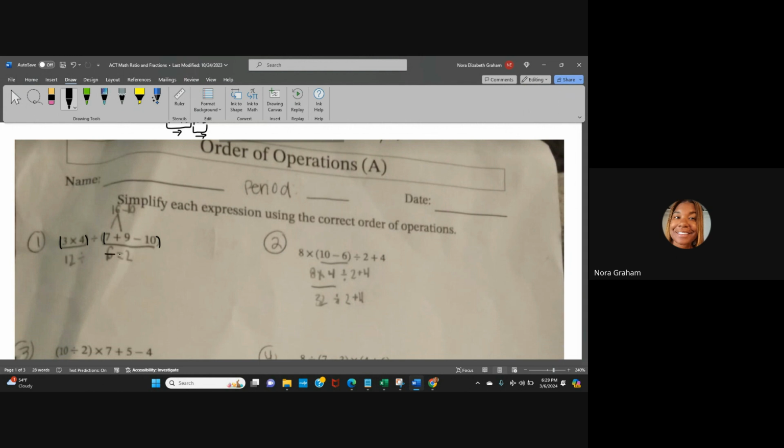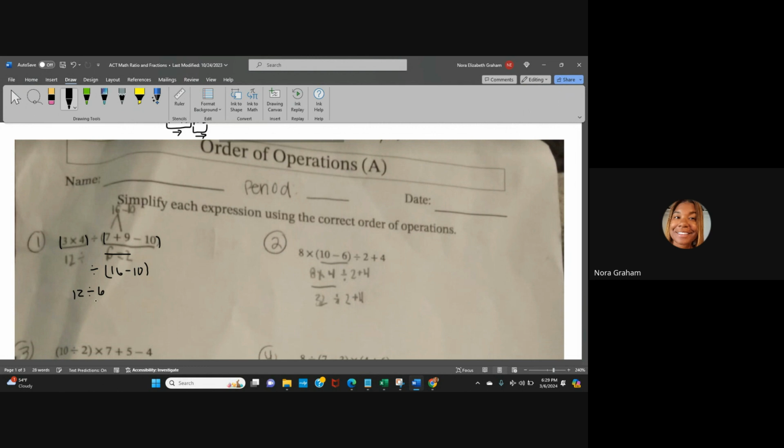Right here, I'm just going to do an extra step that he didn't do. So we do division. I do 7 plus 9. 7 plus 9 is going to be 16, and that's minus 10. See how I just move from left to right. My addition, subtraction, I'm just moving left to right. And then I have 12 divided by 6.